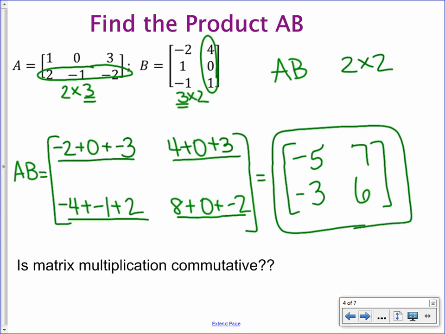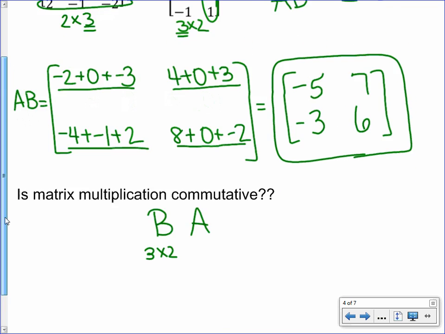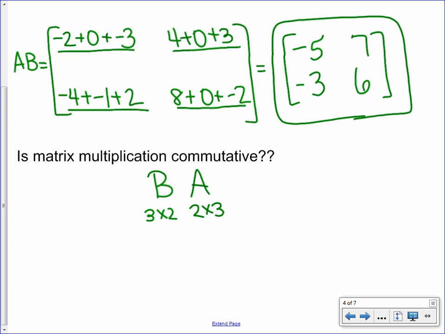Would we get the same thing if we multiplied B times A? We would? Yes. The order would change. You told me that B was a 3 by 2 matrix and A was a 2 by 3 matrix. What would be the order of B times A? 3 by 3. Is that going to be the same? No. Okay, so matrix multiplication is not commutative. A times B is not B times A.